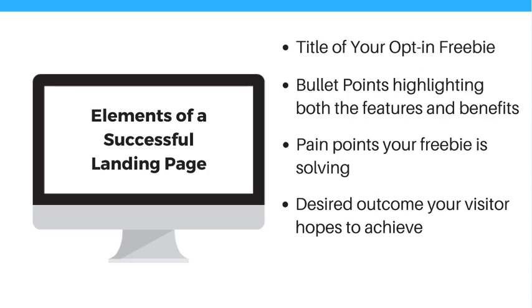Some elements of a successful landing page. Well, for starters, you want to have the title of your opt-in freebie. So if you're giving away like a free ebook or a free course or whatever your incentive is, you want to have an engaging title that's telling them what they're getting when they land on that page so that they understand what that page is about right away.